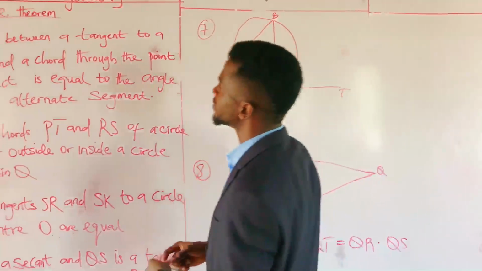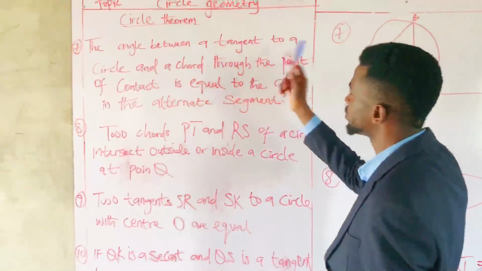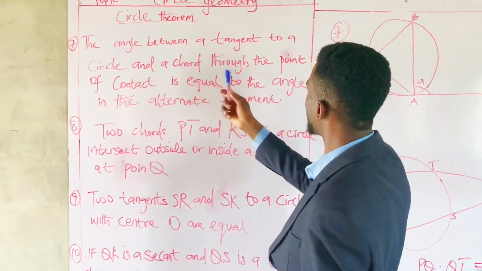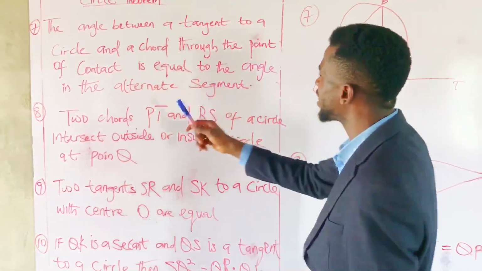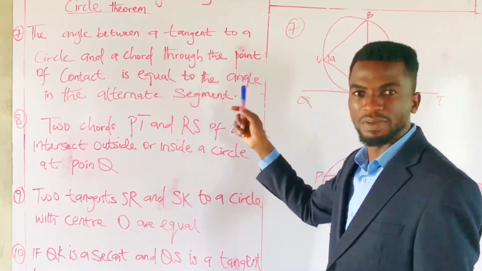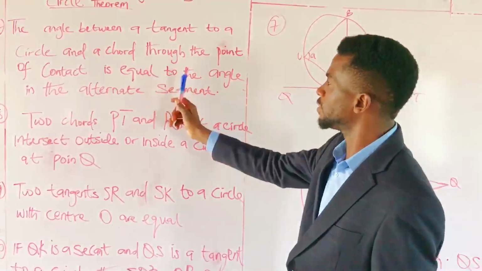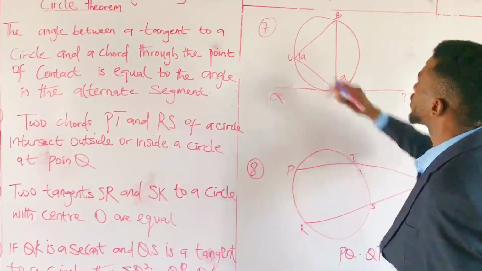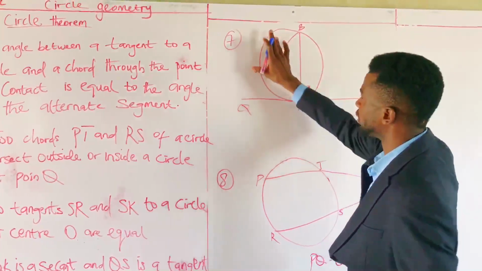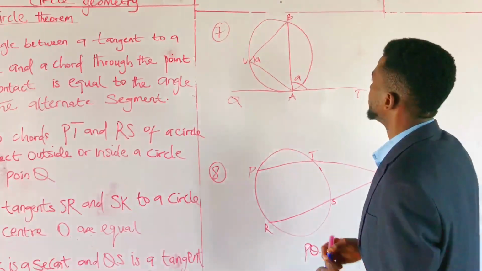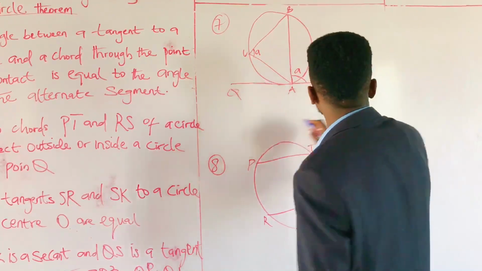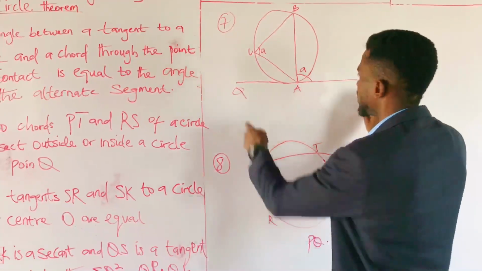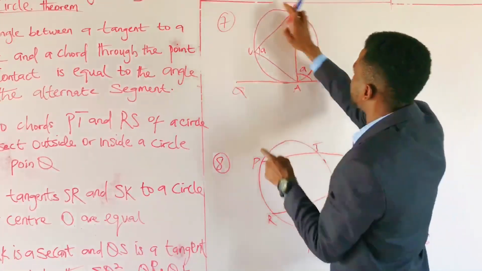Alright, theorem 7 says the angle between a tangent to a circle and a chord through the point of contact is equal to the angle in the alternate segment. Look at the law very well. What does this law mean? Look at the representation of the law here. Let me explain what the law means. This is a circle, and this is a tangent. Line TQ is the tangent of this circle.